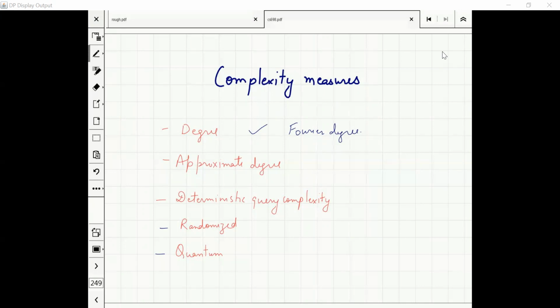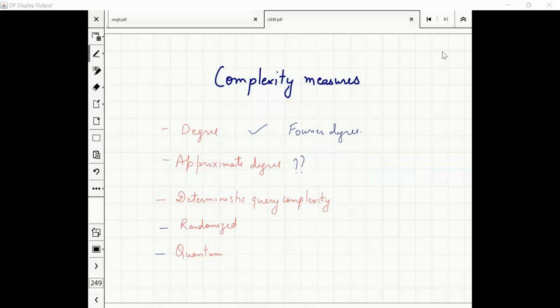And what was the approximate degree? Anyone else except Udit? The minimum degree of the polynomial approximate. Very nice. The minimum degree which approximates f.